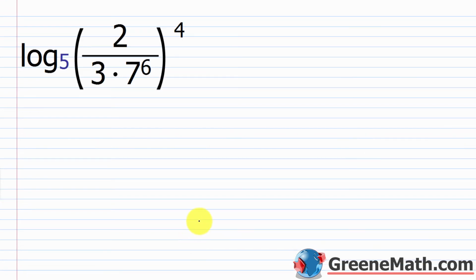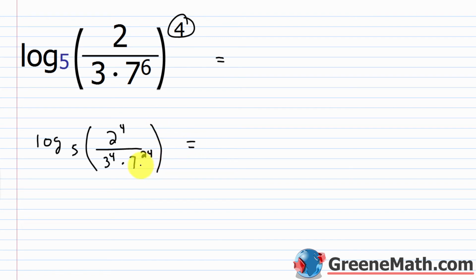All right, for the next one, we have log base 5 of 2 over 3 times 7 to the 6th power. This is all raised to the 4th power. So the very first thing I'm going to do is raise everything inside the parentheses to the 4th power. Just going to get rid of this exponent here. So this is log base 5 of 2 to the 4th power over 3 to the 4th power times, power to power rule here, 7 would stay the same, 6 times 4 would be 24.